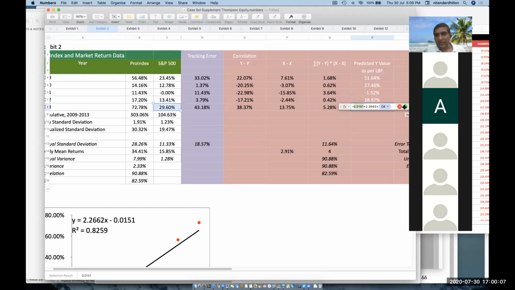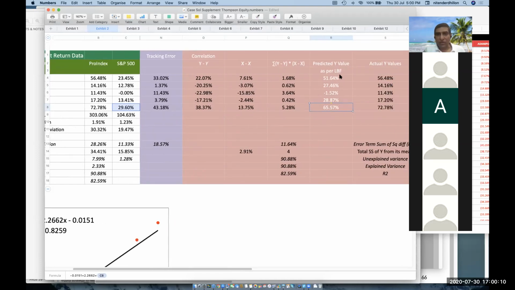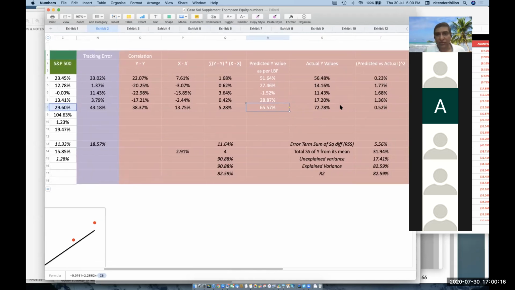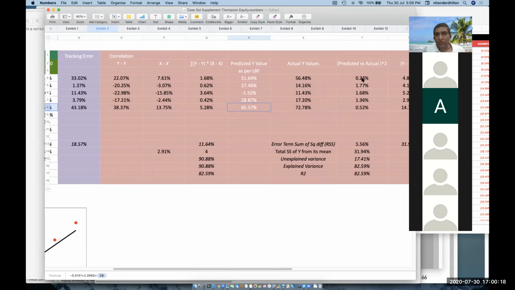Now, these are the predicted values, guys. Let's see what the actual values are. Actual values were 56, 14, 11, 17. So we were off the predicted values, but how much off were we? And the square of those differences is a number like this. If I do R4 minus S4 and square it, I come to this number. Likewise, 1.77 is a square, 1.68, and so forth. The sum of these is what is called the error term, the error between the predicted value and the actual value, and that number comes to 5.56%. This is what is called the residual sum of squares, or RSS.